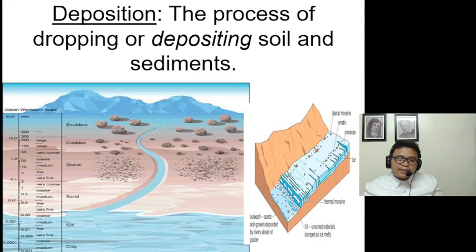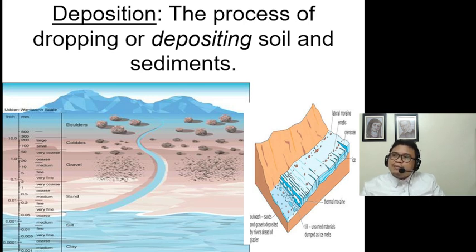Now, another type of process which is considered an aggregation process is what we call deposition, which is the process of dropping or depositing soil and sediments. This is a very important process in the formation of sedimentary rock because the rock particles which were weathered away by physical or chemical processes will undergo erosion, meaning they will be transported from one place to another. And when they are transported, they will also be deposited in a certain place, which we typically call the deposition process.